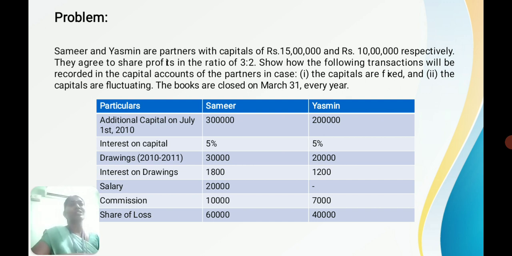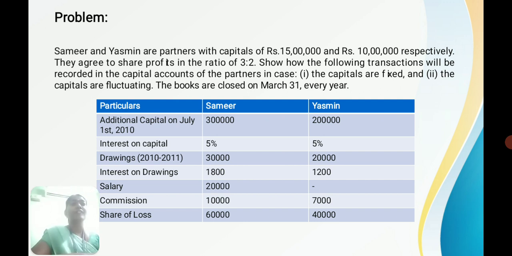In the other information, they have given that additional capital on 1st July, Samir introduced rupees 3 lakh, Yasmin introduced rupees 2 lakh. Interest on capital is 5% for both the partners. Drawing made by Samir is 30,000, Yasmin is rupees 20,000. Interest on drawing is directly given in the problem, that is 1,800 for Samir and 1,200 for Yasmin. Then salary is given only to Samir, not to Yasmin. Then commission, both the partners get a commission of 10,000 and 7,000 respectively.